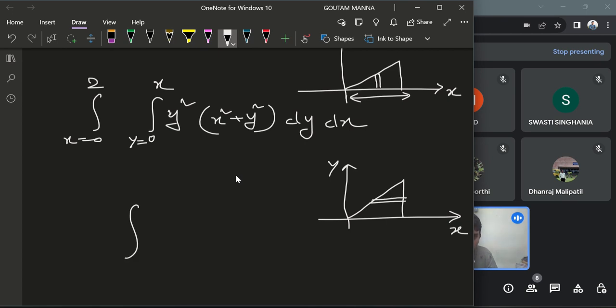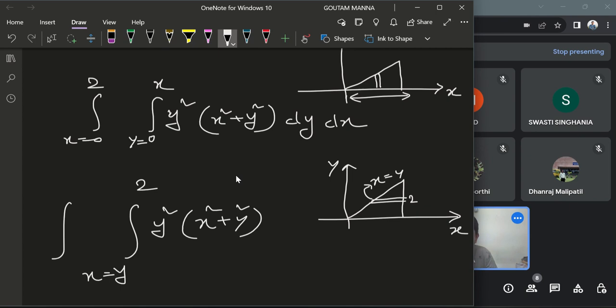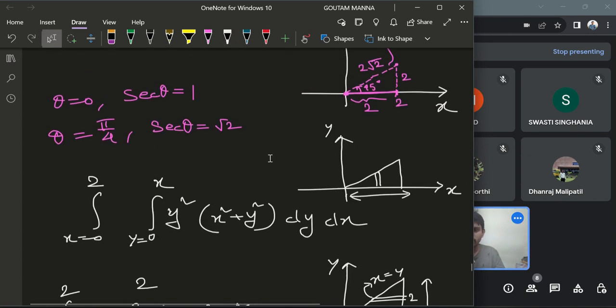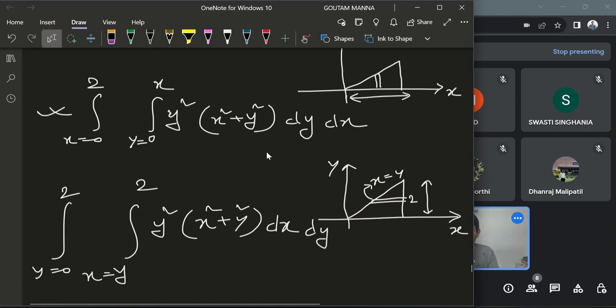So x will be going from, this is x equals y, and this is x equals 2, right? So x will be going from y to 2, and I am writing this term also, plus y square, I am doing x first, and then dy, and y will be going from 0 to 2. Okay, these two integrations are equivalent.